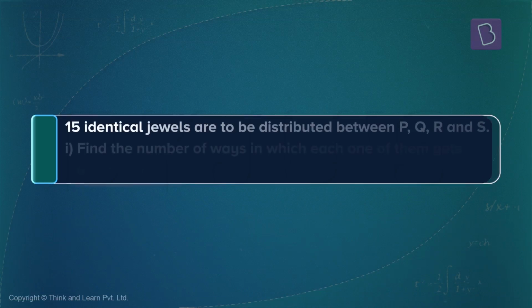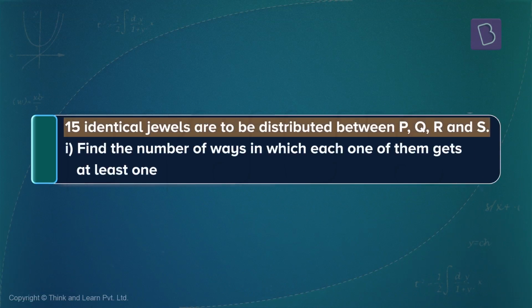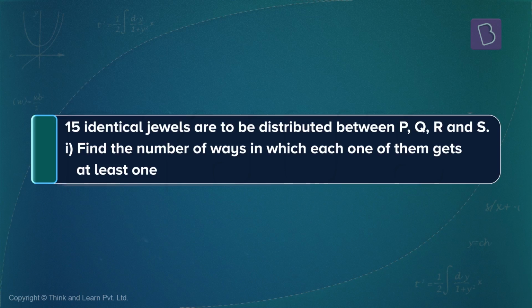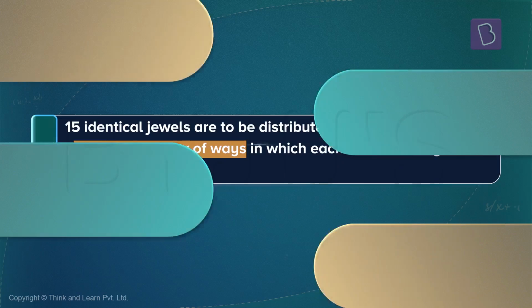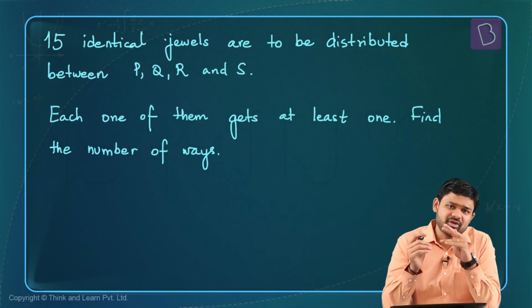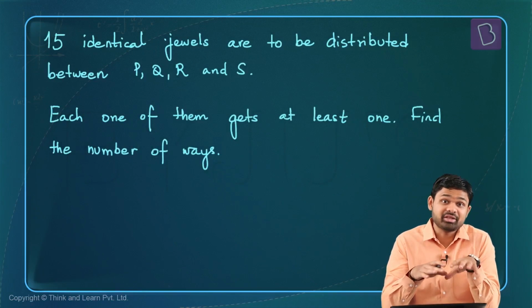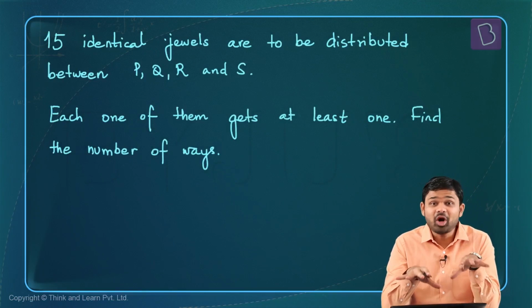Now, in this passage type of question, the passage says that 15 identical jewels have to be distributed between P, Q, R, and S. So the first part of the passage question is that each one of P, Q, R, and S should get at least one jewel. We have to find the number of ways in which this happens. Now, this is, to be very honest, a multinomial theorem question, but we have a small trick to solve this question.